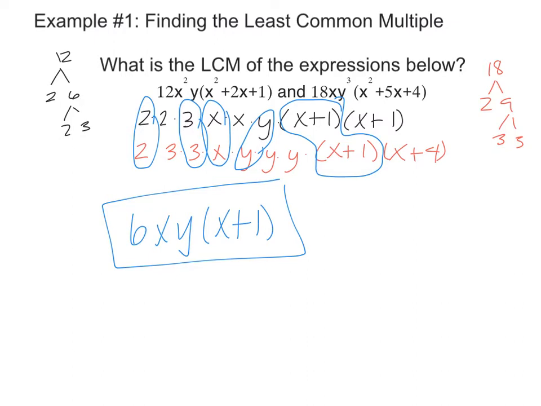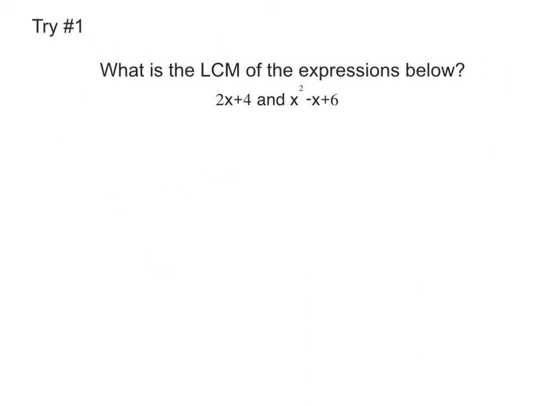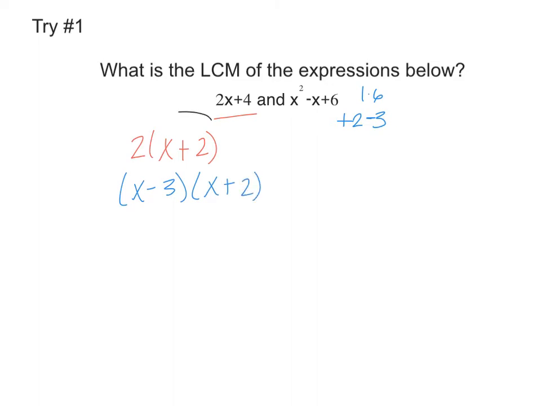Alright, let's go ahead and try the next one. Okay, so again we want to break everything down to its least factors. If I break the first one down, it has a greatest common factor of 2. So that's 2 and x plus 2. The next one, if I break that down, that's 1 and 6 or 2 and 3, and it's going to be negative 3 and positive 2 that work here. So that'd be x minus 3 and x plus 2. Their least common multiple is going to be, so the answer is x plus 2.